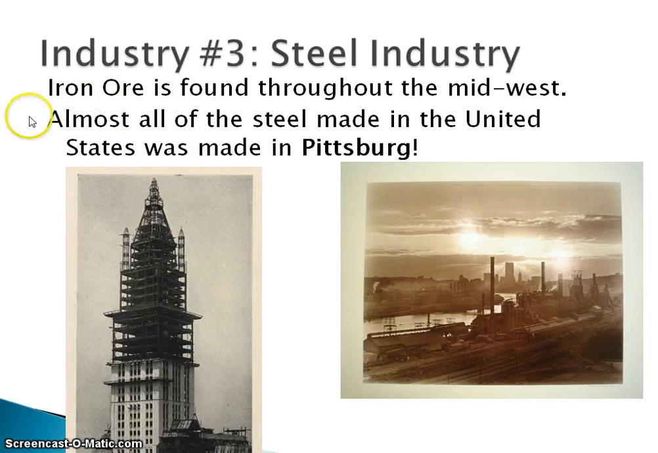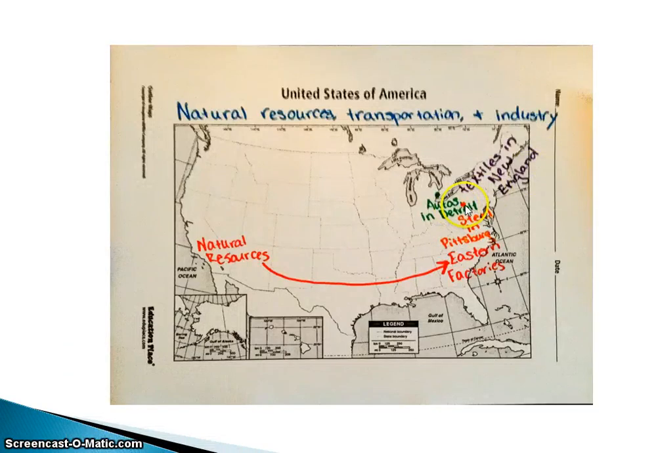Steel is made from iron. And iron ore just means the kind that we find in the ground. Iron ore was found throughout the Midwest, and they needed to bring it to factories in the east to make it into steel. A big city that has a ton of steel factories, even now, is Pittsburgh. So on our map, put a little dot on Pittsburgh. Remember, Pittsburgh is in the western part of Pennsylvania. And write steel in Pittsburgh.